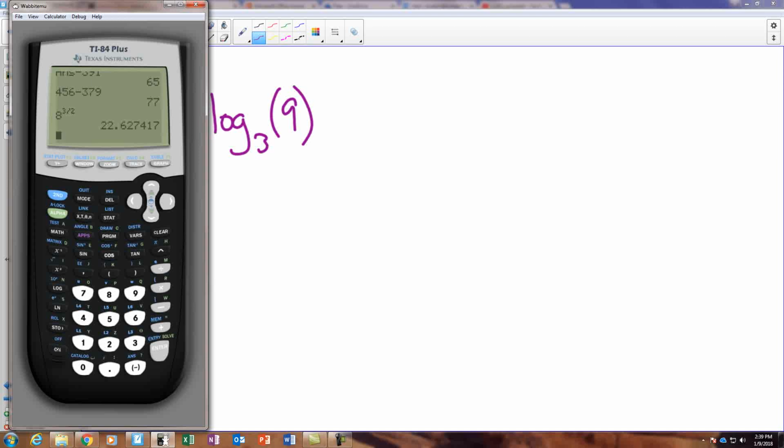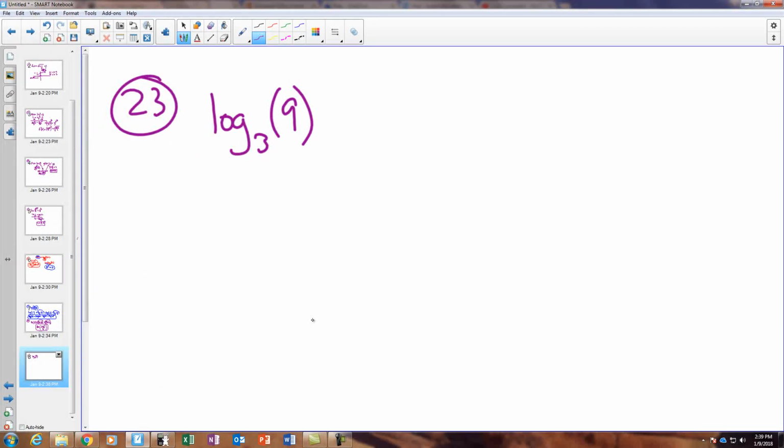If I needed to, I would press the math button, scroll up till I can find that log base, because it's not a base 10. I'll put the 3 there, I'll put the 9 there, but I'm not even going to press enter. I'm going to come back over here. You guys could do that anytime you want.